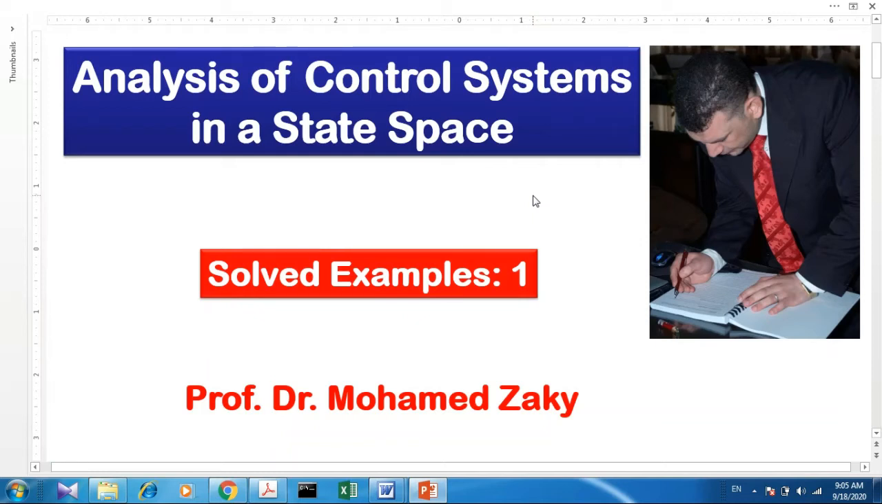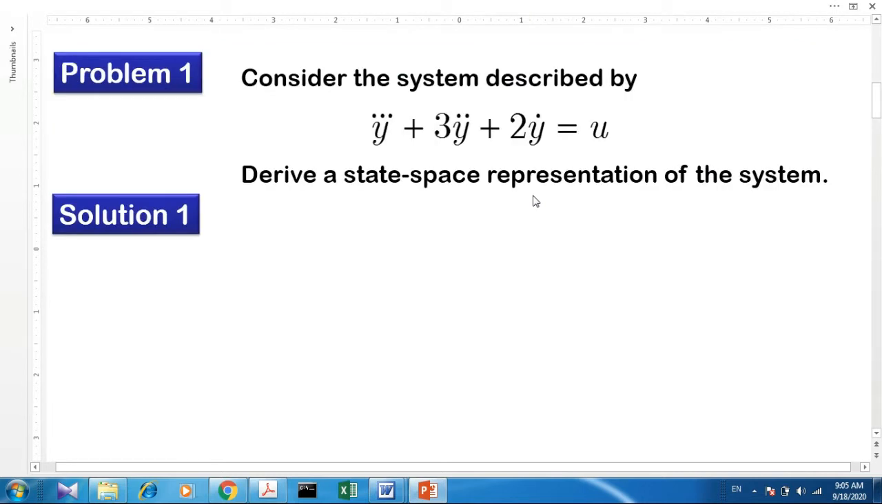Solved examples in analysis of control systems in state space. Problem number 1. Consider the system described by y triple dot plus 3y double dot plus 2y dot equals u. Derive a state space representation of the system.